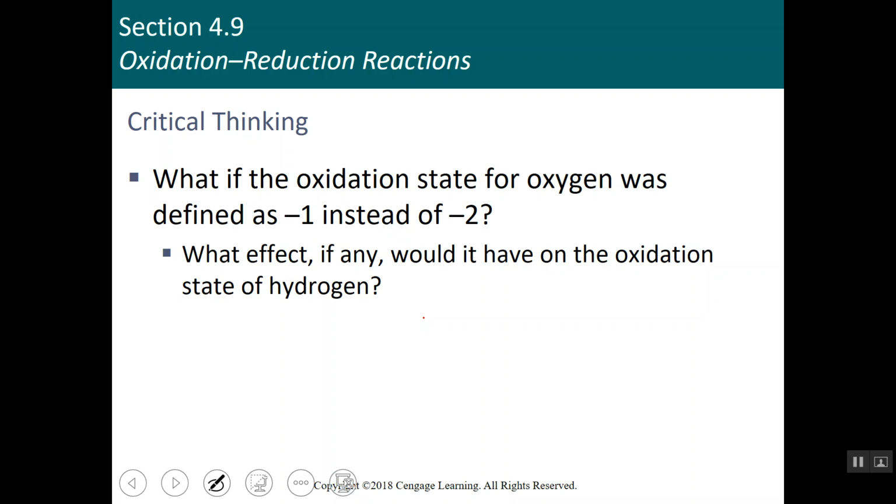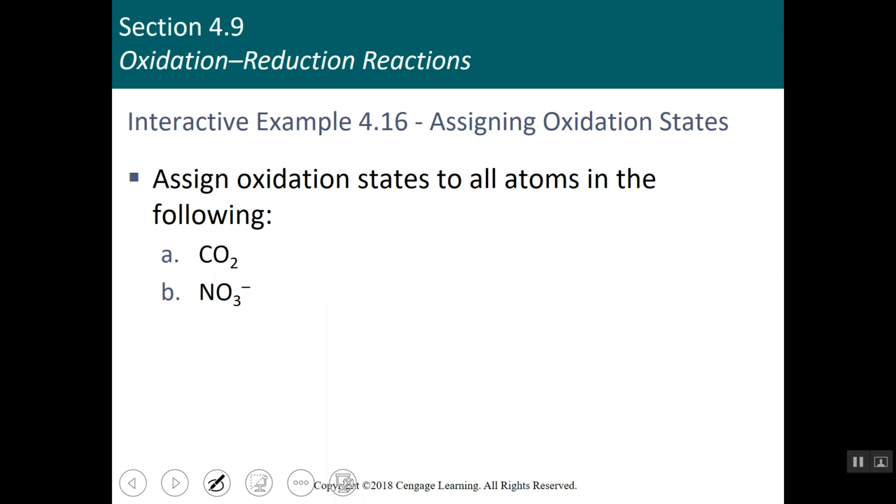Just a critical thinking question they threw in here. What if the oxidation state for oxygen was defined as -1 instead of -2? What effect, if any, would it have on the oxidation state of hydrogen? My guess here, and you might have some other thoughts on this, is that it would just change incrementally. So, for example, water would probably just be HO instead of H2O, and you could probably come up with other examples if you want to stop and think about that.